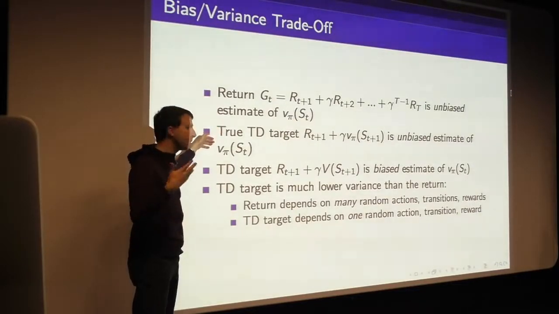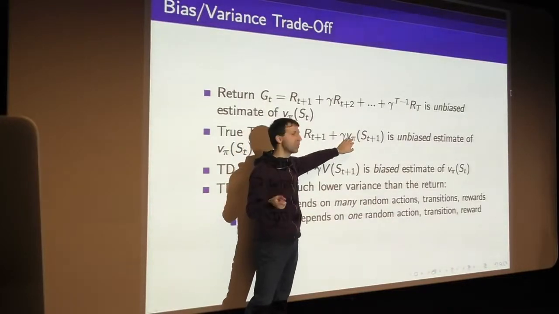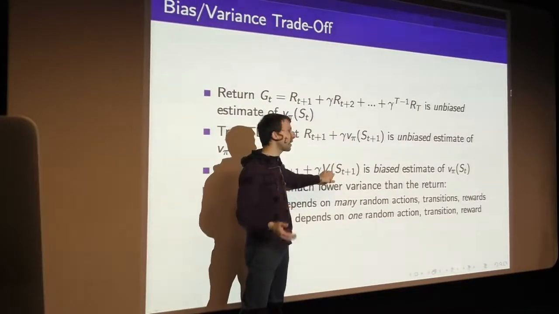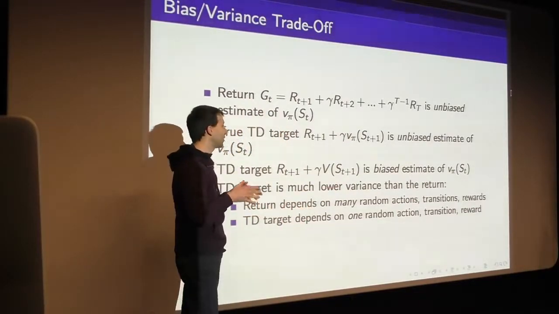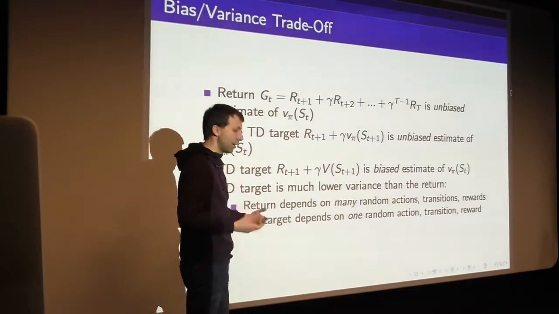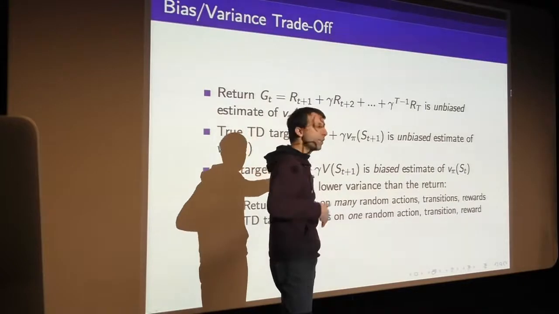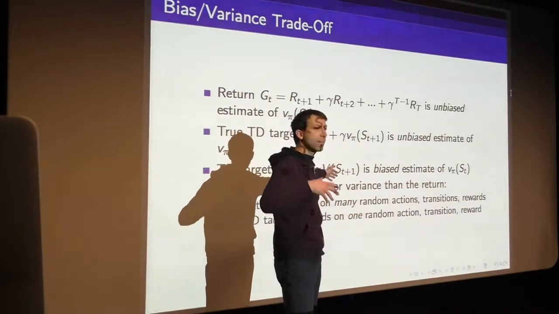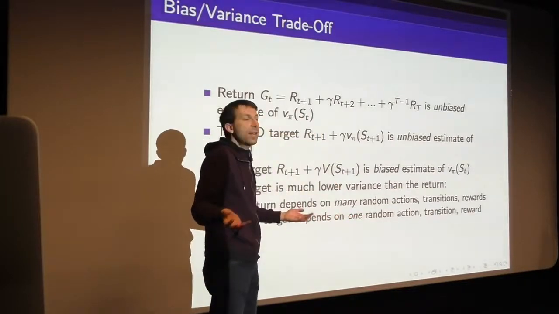But what we actually do in TD is we don't use the true value. We don't have an oracle to tell us the true value. So what we substitute in is our best guess so far of what the value function is at the next step. The target we're updating our value towards is the immediate reward that I got over that step, plus the discounted estimated value at the next step according to my current estimate. So now we've introduced bias.